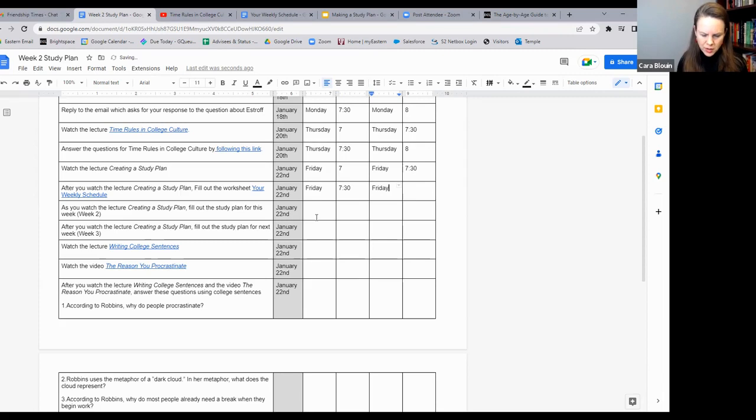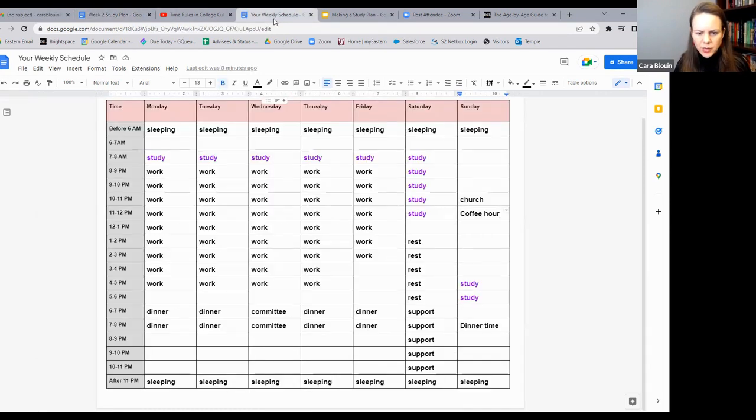7:30, Friday, 8. But now I have 2 more assignments to do, and they're due Friday at midnight. Okay, so I'm going to have to get out of my usual study time. Let's look at the schedule. When can I do it? Okay, well, this is when I get off work early. So I guess I'll do it at 3 o'clock and 4 o'clock. Hopefully it won't take me that whole time, but I'll give myself that whole time on Friday after work to get it done. So I'm going to put that into the schedule.